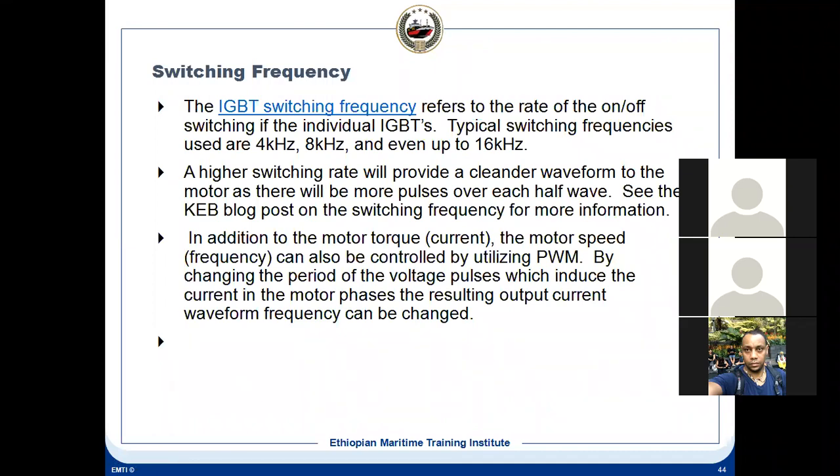How much the pulse width is will matter for your voltage. That is your RMS voltage. How fast you switch on, switch off will depend upon the frequency. So typical switching frequencies can be 4 kilohertz, 8 kilohertz, up to 16 kilohertz. A higher switching rate will provide a cleaner waveform to the motor as there will be more pulses over each half wave.